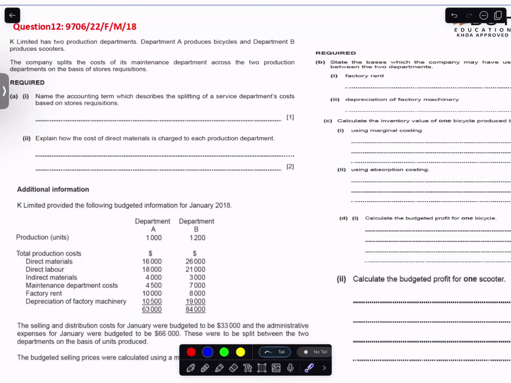K Limited has two production departments. Department A produces bicycles and Department B produces scooters. The company splits the costs of its maintenance department across the two production departments on the basis of the store requisitions. That means that the maintenance department cost is going to be apportioned between the production departments on the basis of stores requisitions. Okay, go ahead.